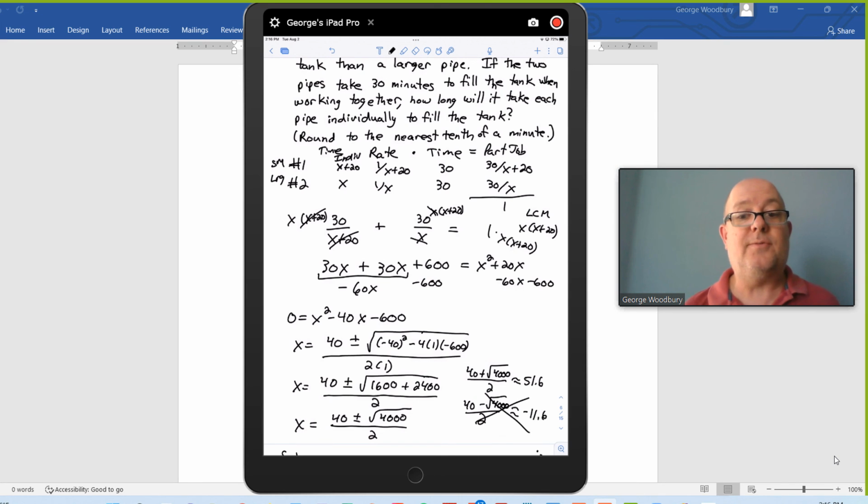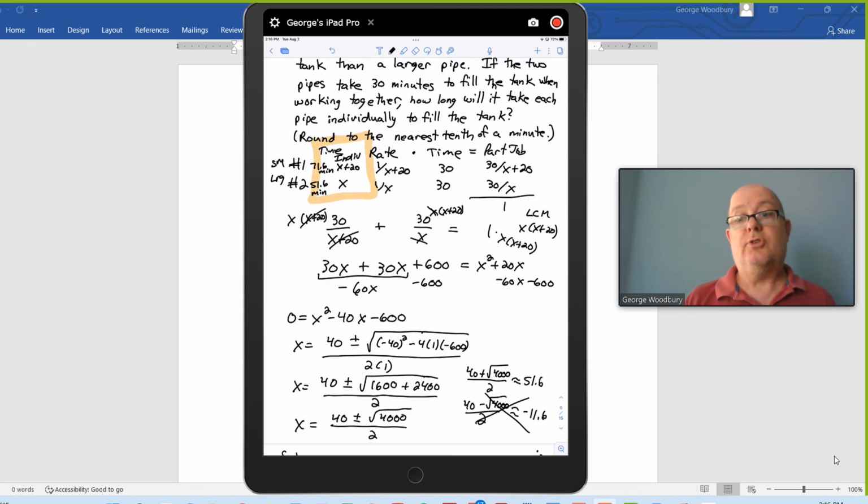So x is 51.6. Now I can come back to the times. Let's try it like this. To those times, I want to put in 51.6 for x. The smaller pipe is x plus 20. 51.6 plus 20, that is 71.6 minutes. The larger pipe was just x, that's 51.6 minutes.